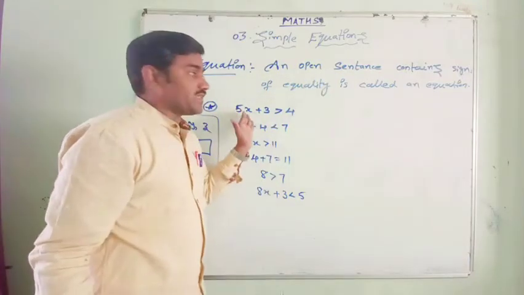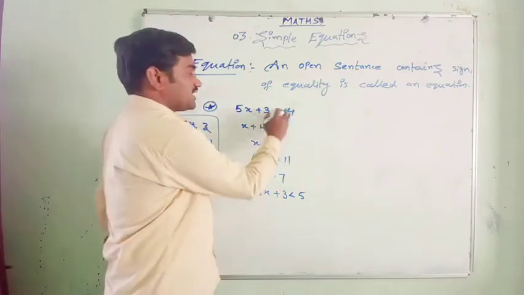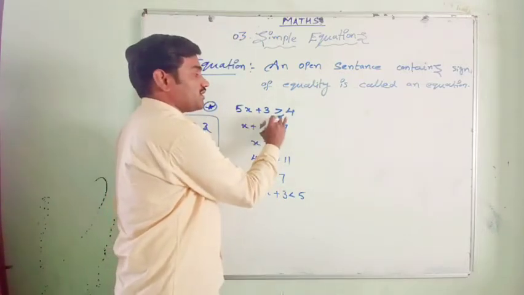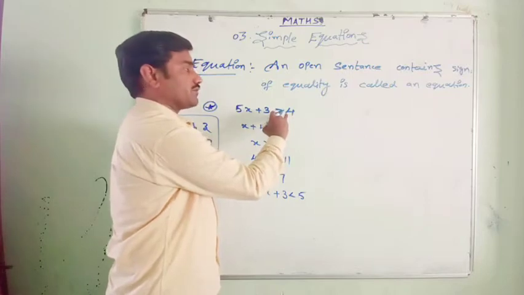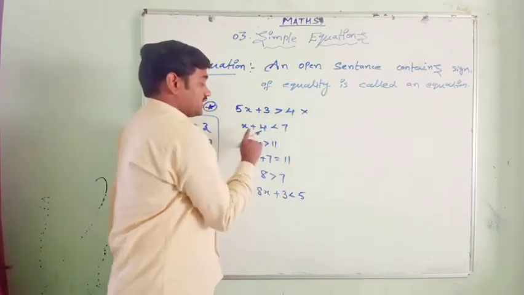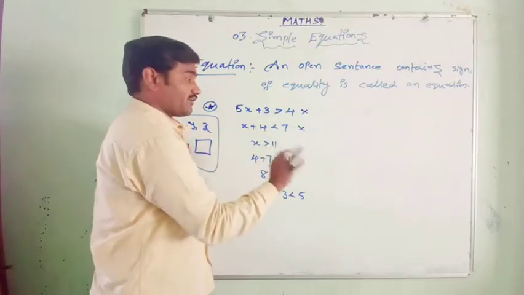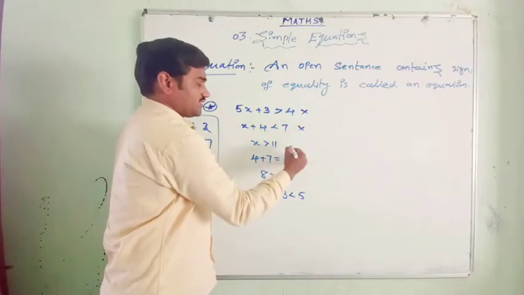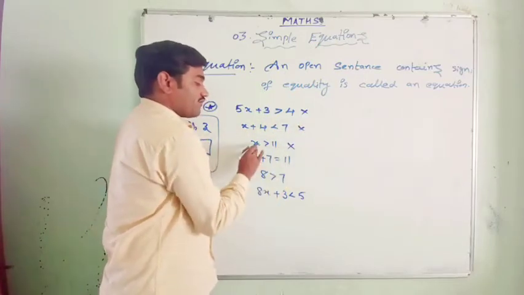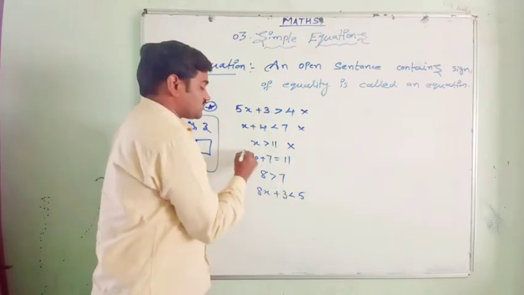So here we should have an open sentence and a sign of equality. Is there any equal symbol here? We have an open sentence, but we don't have an equal symbol here. So here it is not an equation. Here we have a variable, but there is no equal symbol, so it is also not an equation. We have a variable, but there is no equal symbol. So it is also not an equation.